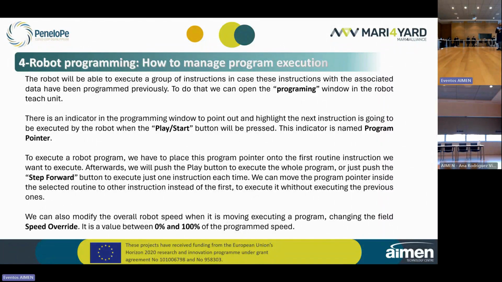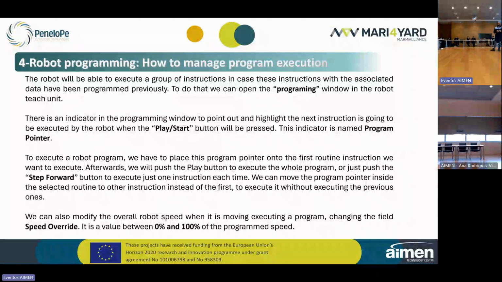Okay, so to do that, on this window there is an indicator in the programming window to point out and highlight the next instruction that is going to be executed by the robot when we push the play start button. This indicator is named the program pointer. It's shown on this window on the teach unit in different ways depending on the robot's brand, but this kind of window should always exist.